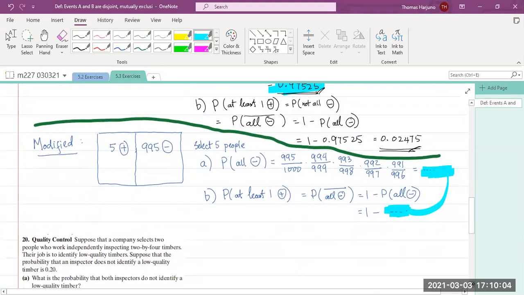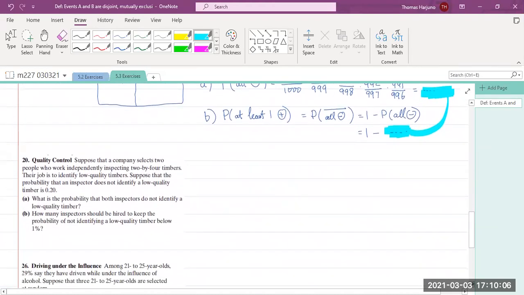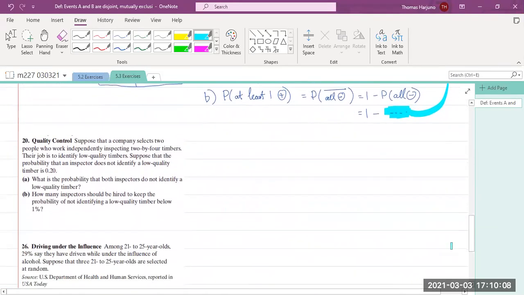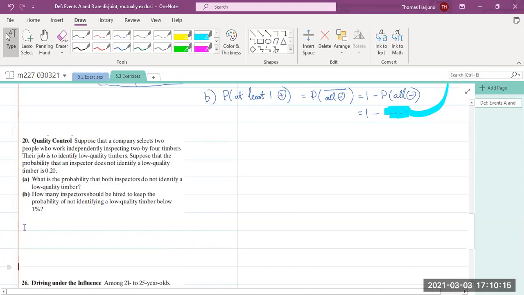Now number 20, I believe, is a very, very similar question. Let me ask you to think about it. At the same time, I will try to talk to my son again.